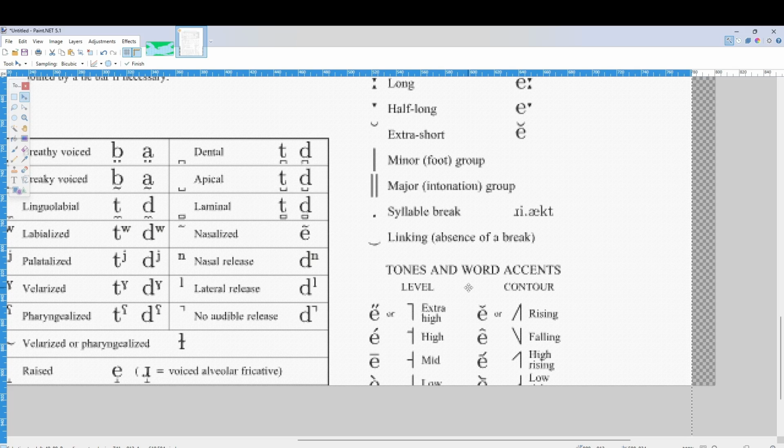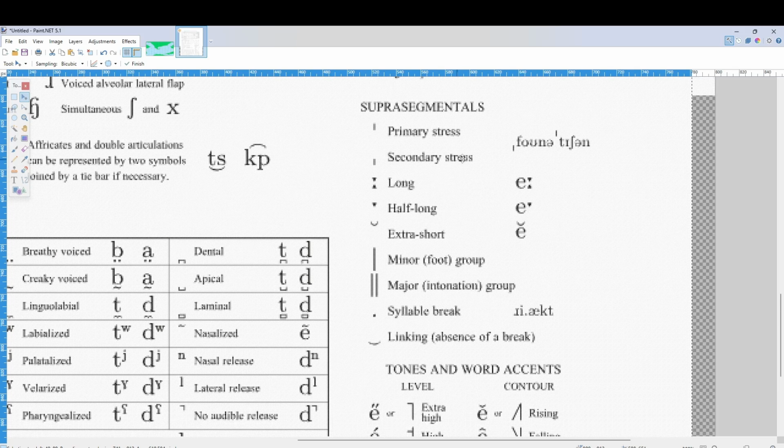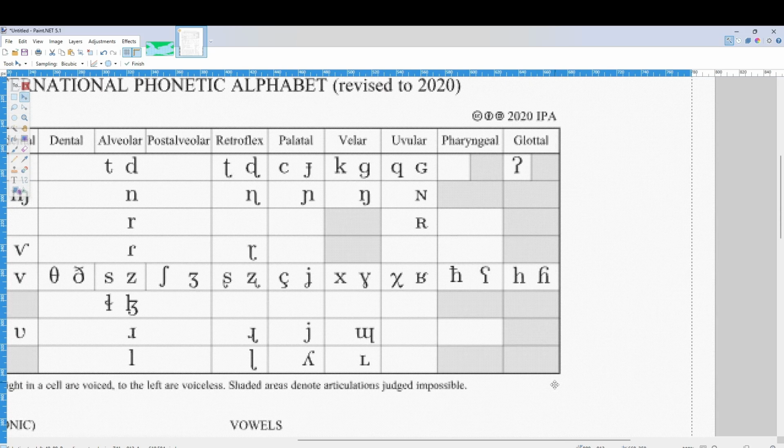A rising tone, like in a question. A falling tone. A high rising tone. And then we have a dipping tone. I don't know, it's weird. Then we have stress symbols and long. Okay, I've gone through everything you need to know.